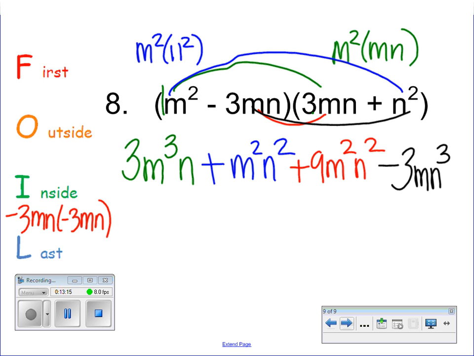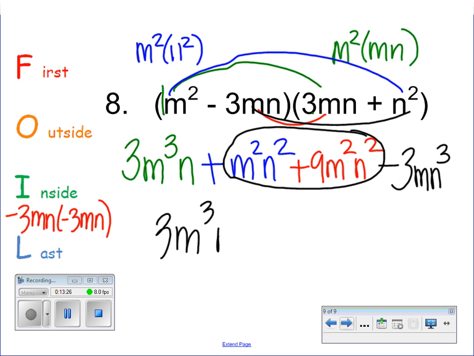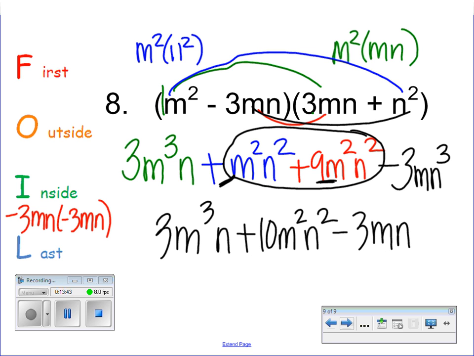Okay? Now I look to see if there's anything that I can combine. The only thing I can combine is right here, m squared n squared. They both have m squared n squared. So we can combine those, leave everything else the same. I have 9 of them here and 1 here. That gives me 10 m squared n squared. And then I subtract my 3mn to the third. And this is what we get.